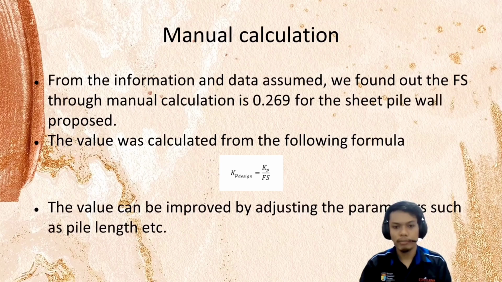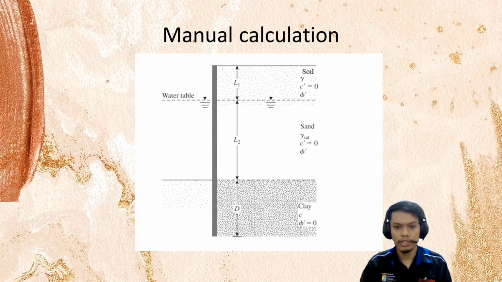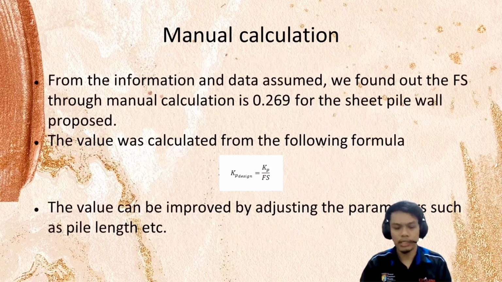So the value can be improved by adjusting the parameters. We have some parameters here, such as the length of the sheet and so on. So we can adjust and get the desired factor of safety.